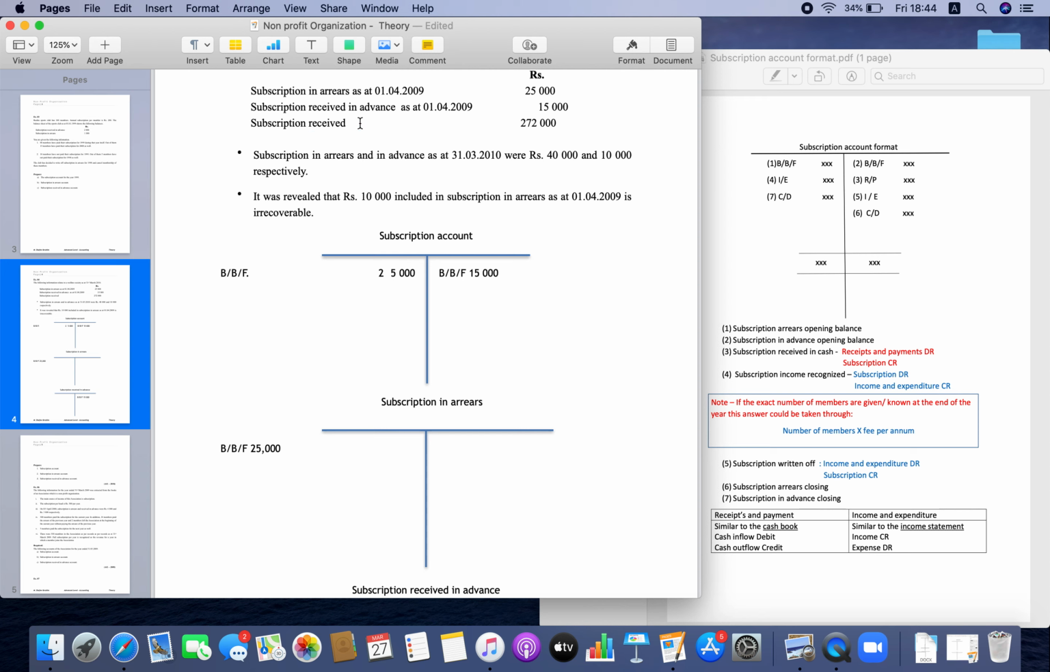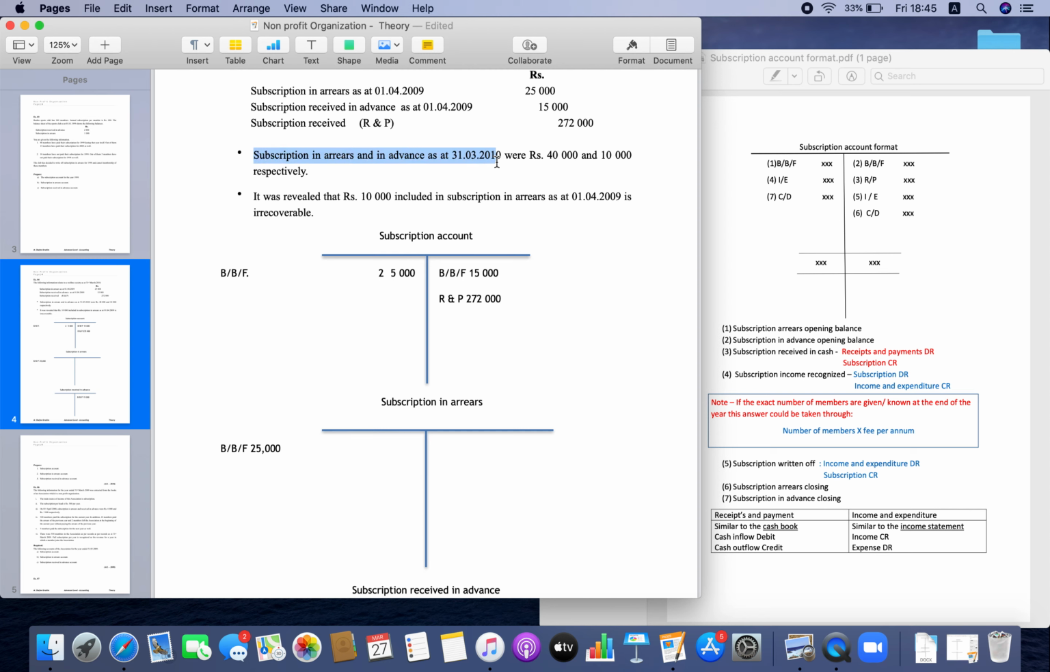Going back to the question, then we have something called subscription received. Remember, subscription received means what you get in cash. Whatever you get in cash will go to what account? Receipts and payments, R and P. When you look at the format of the subscription account, R and P always comes on the credit side. So you go and mark that also. R and P, that is 272,000.